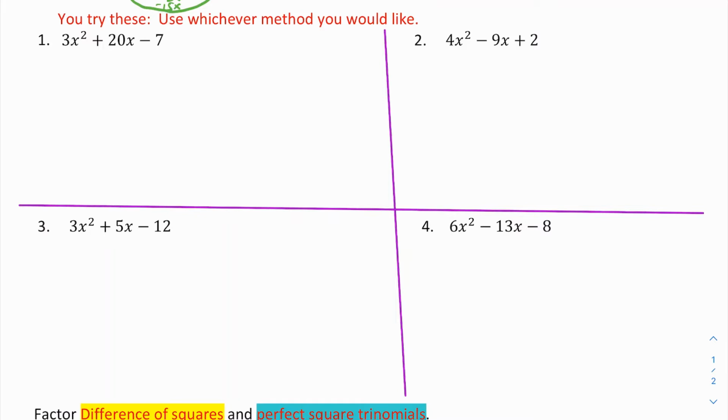Okay. I'm going to use both methods so that you can see how they both work. I will probably use the box method first because I think that's what you guys are familiar with. Okay. So for the first one, we're going to multiply these two together. That's negative 21. And I need to get a 20. So that's going to be 1 times 21 right away. I just need to make sure I put the negative on the correct number.